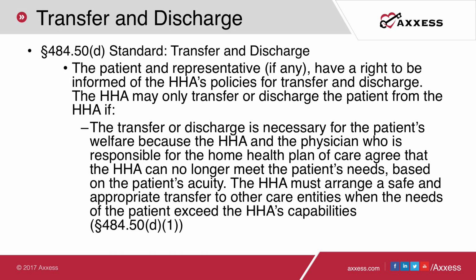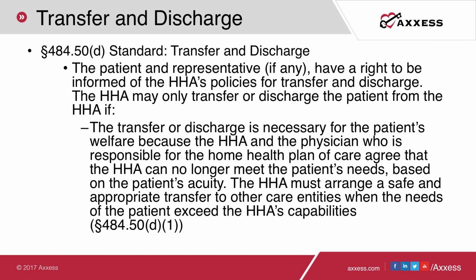All right, the 4th of the 6 new rights standards relates to transfer and discharge. It's found at 484.50D. The patient and the representative have a right to be informed of the agency's policies for transfer and discharge. The agency can only transfer or discharge the patient from the agency if one of the following is true. The first of these, the transfer or discharge, is necessary for the patient's welfare because the agency and the physician who is responsible for the home health plan of care agree that that agency can no longer meet the patient's needs based on the patient's acuity.